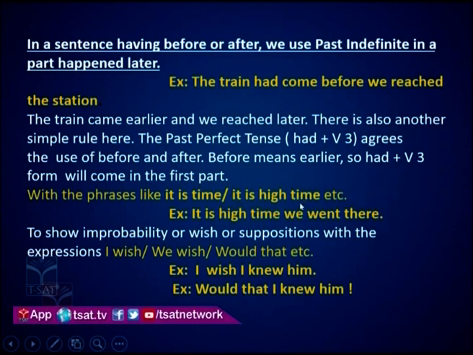Next, with phrases like it is time, it is high time, etc., we use simple past. It is high time we went there. You have not gone out of the city or to your native place. It is high time we went there. So this is also talking about simple past tense.